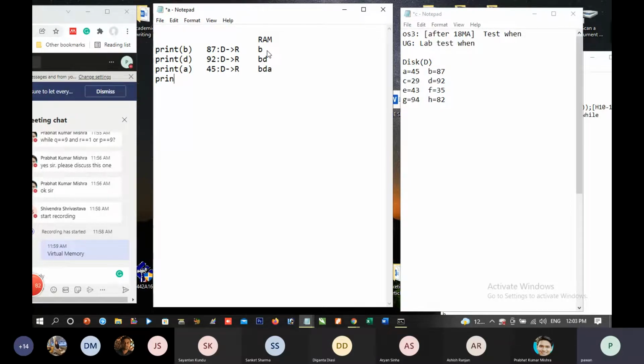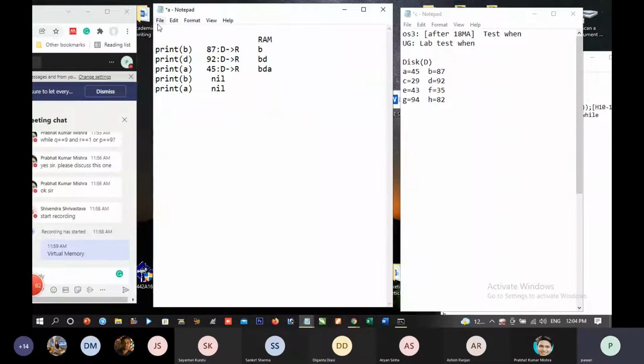Suppose we are printing B again. So what is going to happen? Nothing is to be brought. No disk transfer will take place. And the value of B will be printed. Suppose we are printing A. Nothing will be brought. And the value of A will be printed.